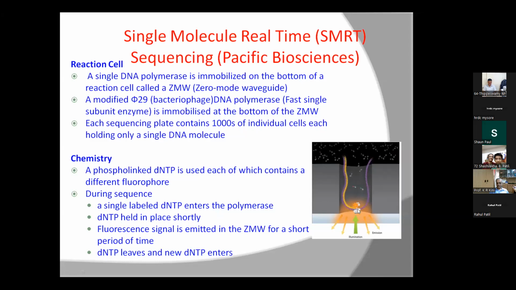A DNA molecule is highly complex. So the basic chemistry is you are adding a phospholinked dNTP, which uses a different fluorophore for each of the bases. Each one base, one color. So during the sequence, a single labeled dNTP enters the polymerase, and the dNTP is held in place shortly. And then the reaction happens, and the fluorescent signal is emitted in the ZMW. At the bottom, you have the capturing, the emission happens, fluorescence. There's illumination, and there's capture of light, emission, and then it measures whether it is blue, green, red, or whatever color. And then the dNTP is released, it leaves, and then goes off.